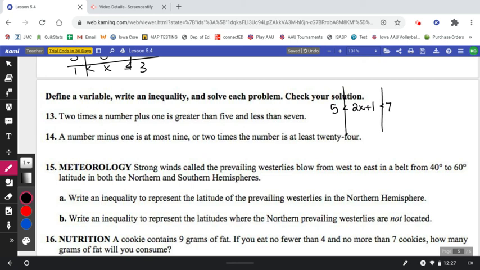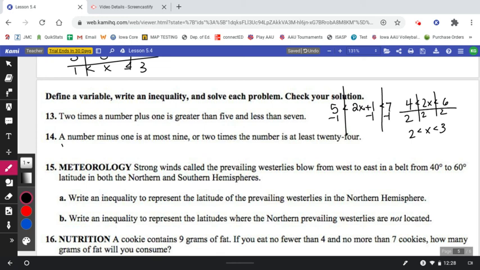So this one, when I go to solve, I have to do it to all 3 sides. So I'm going to first subtract 1 to all 3 sides. So that gives me 4 is less than 2x is less than 6. Divide by 2 on all 3 sides. So 2 is less than x is less than 3.